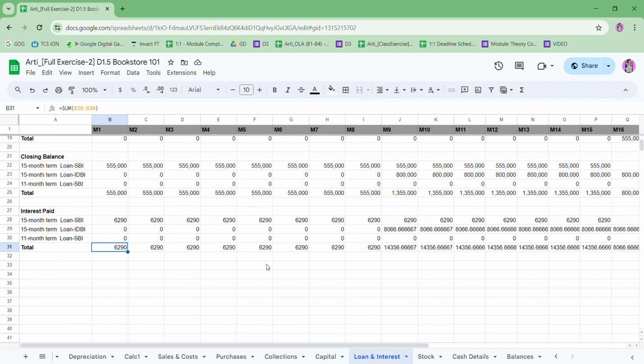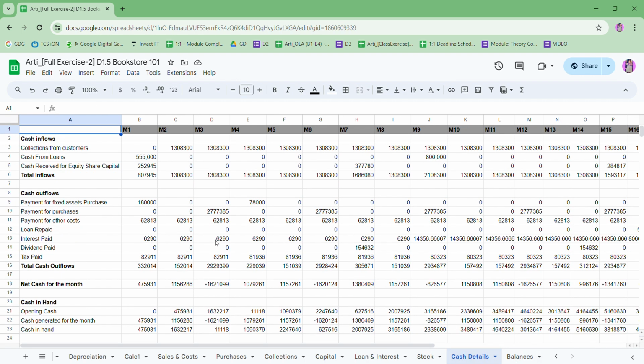Next, loan and interest. I have told you how we have calculated it, and we are here with the cash details. What about cash details? We have put the reference of the respective sheet, that is collection from customers. We have provided the reference with the collections which we have calculated. Now cash from loans: how much cash has been obtained from the loans, which we have calculated in the loans and interest column. Cash received from equity share capital we have calculated in capital. All this has been calculated previously, so we just have to reference it, and we got our total inflow.